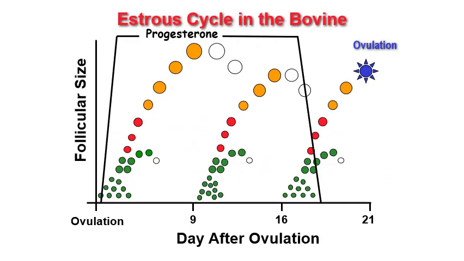This diagram shows the estrous cycle in the bovine. The estrous cycle in the cow is 21 days. This is the typical three-wave cycle. We have three waves of follicular development until the time that it will ovulate. We also have here the presence of the CL, so we have here a high level of progesterone.